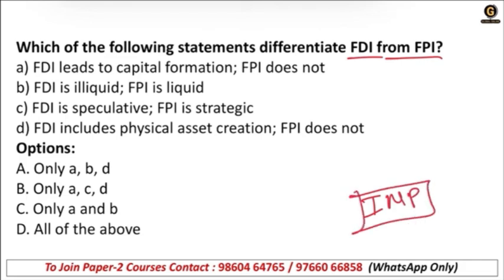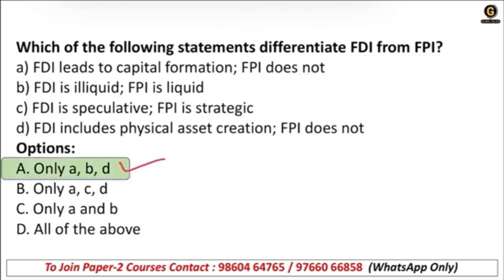FDI leads to capital formation, FPI does not. FDI is illiquid, FPI is liquid. FDI is speculative, FPI is strategic. FDI includes physical assets creation, FPI does not. Okay, so the right answer is option A, ABD.